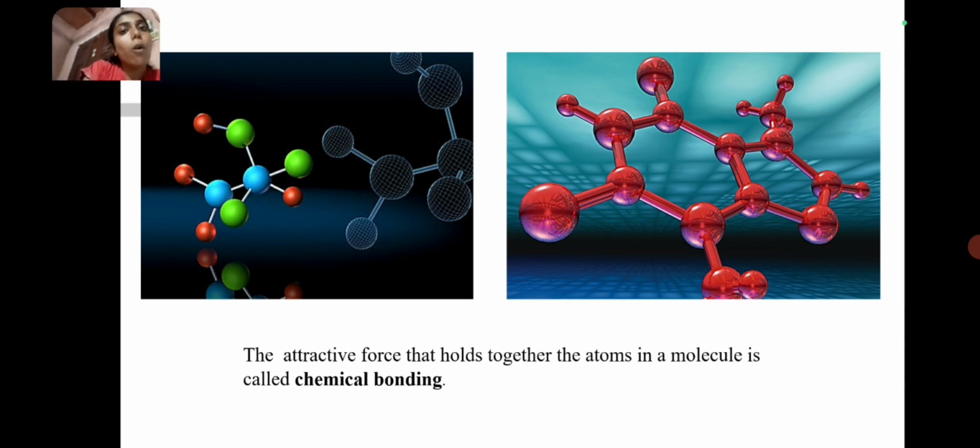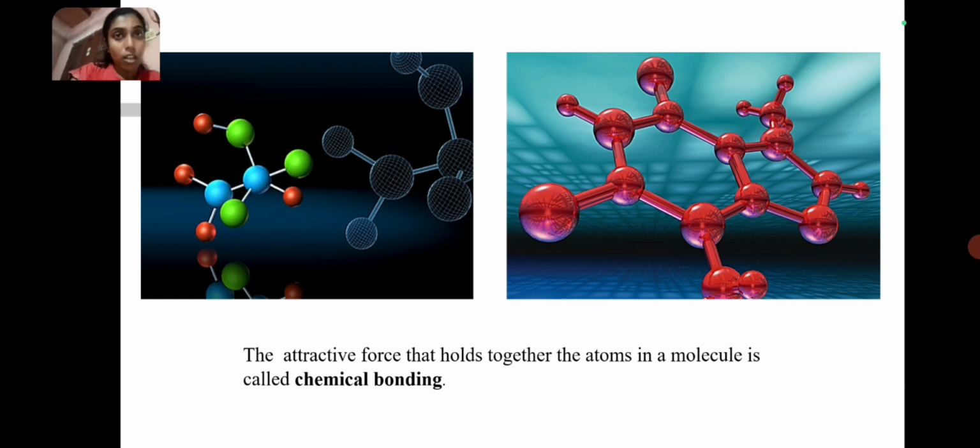And the main aim of all these atoms is to attain an octet electronic configuration, and for that they will participate in different chemical reactions. The attractive force that holds the atoms together in a molecule is known as chemical bonding. So chemical bonding is the attractive force that holds together the atoms in a molecule.